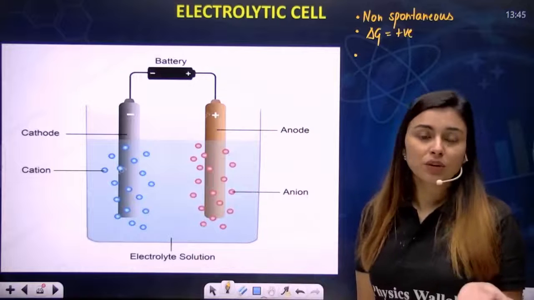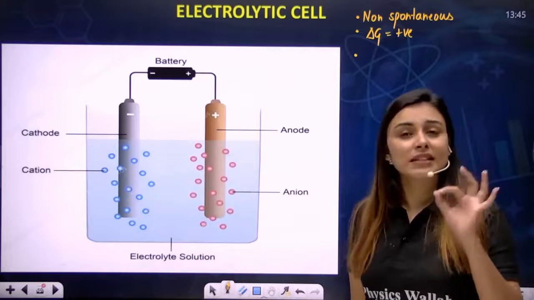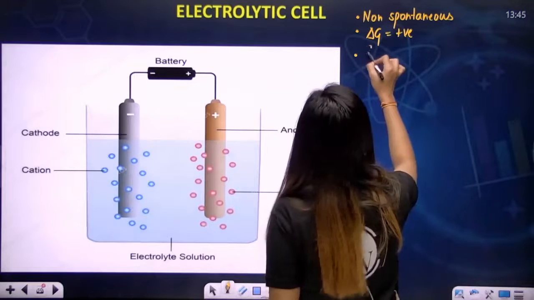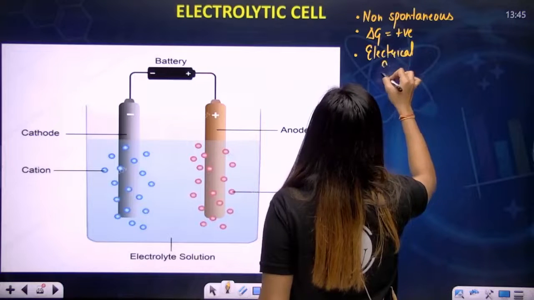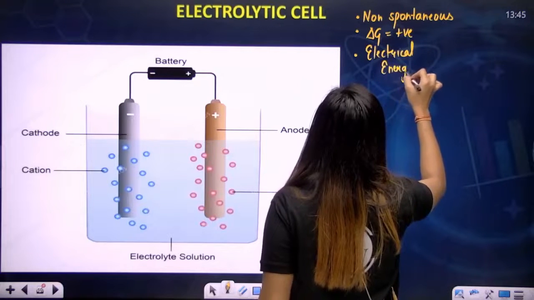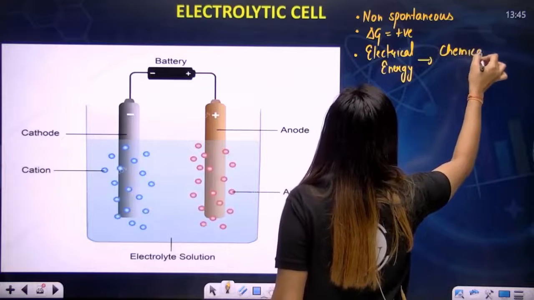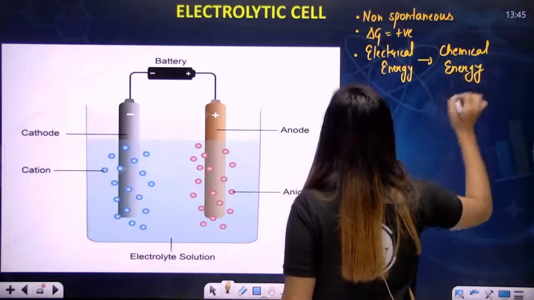Non-spontaneous, where you need to give the force. This means that which process? Charging process. In charging process, electrical energy gets converted into chemical energy. So, electrical energy gets converted into chemical energy, right? Yes, these are the things which we know.